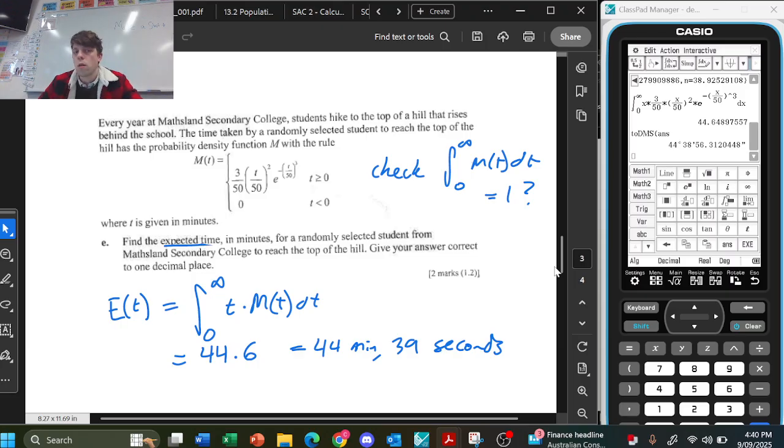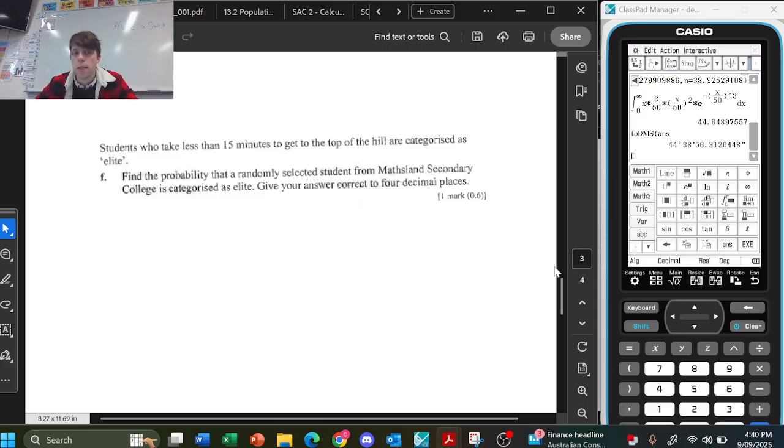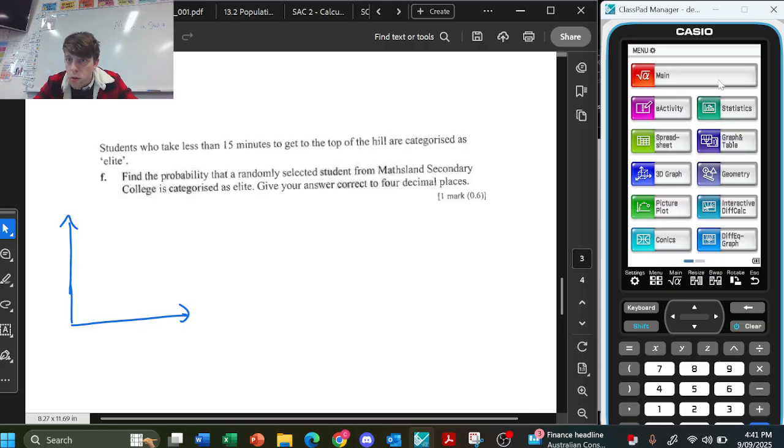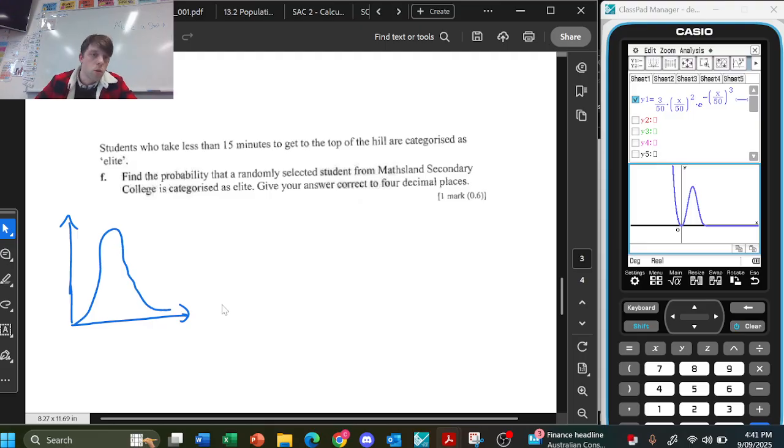So this is the expected time. We're expecting most students, when they're hiking to the top of this mountain, to take about that amount of time. Now, we're told that students who take less than 15 minutes to get to the top are categorized as elite. We need to calculate the probability that a randomly selected student is elite. To visualize this, we could graph this function. I've already done that to save us a bit of time. If I jump across to the graphs and table screen, I've typed in the function there. If I click to graph it, you can see what it looks like. It does in fact look like a normal distribution.